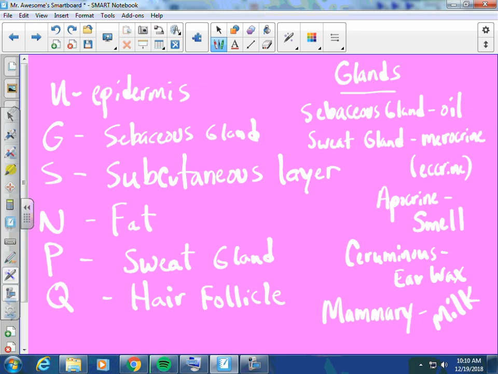And number 13 is kind of new, too. That's hair follicle. There's a cutaway of the hair follicle, Q, but it's the large structure around the base of the hair follicle. Okay.